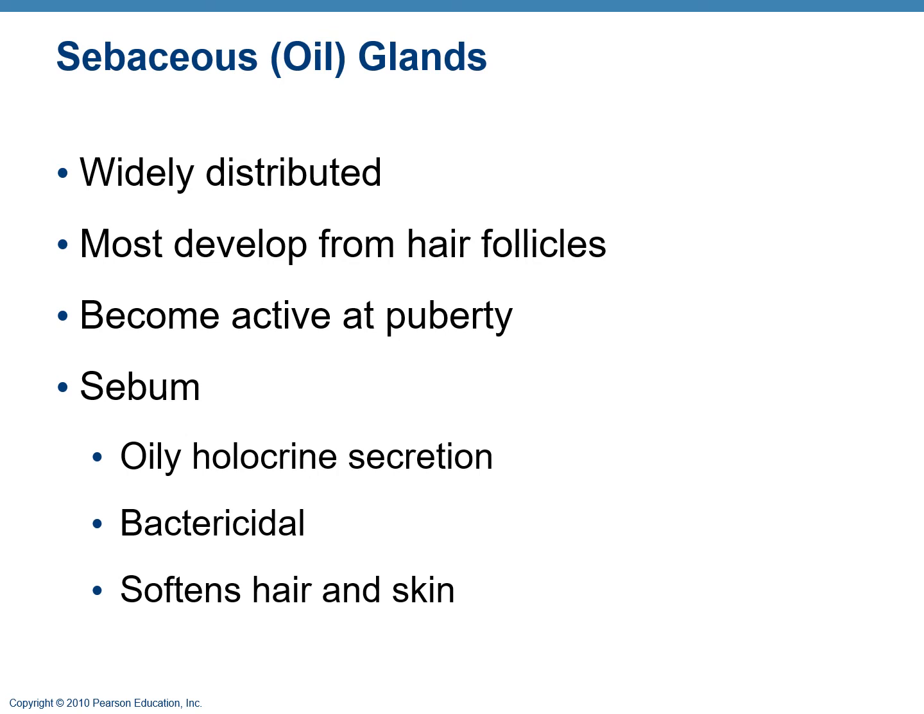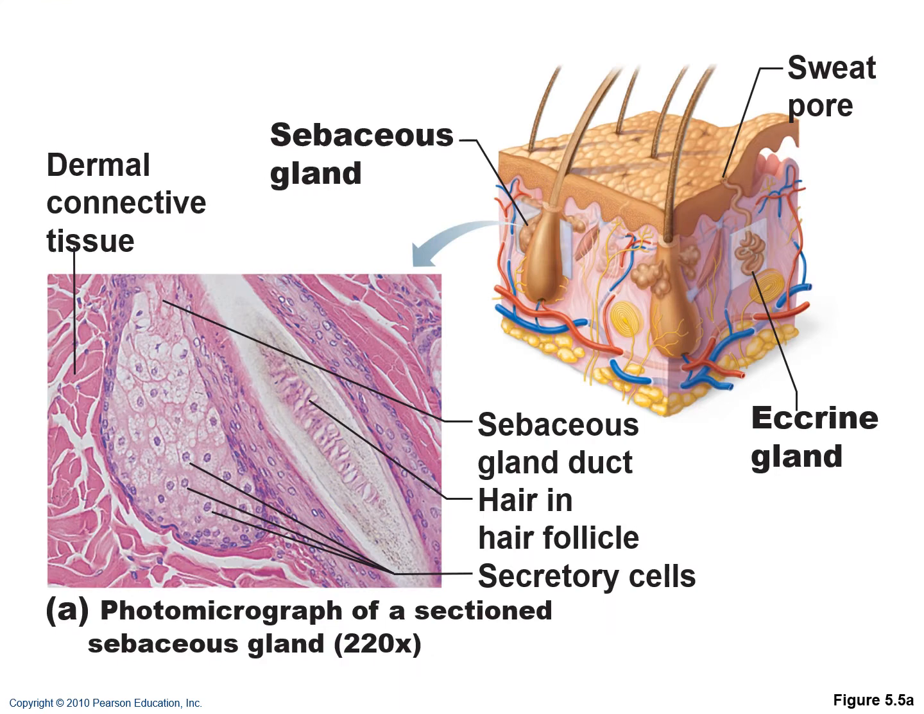Our sebaceous or oil glands are widely distributed. Most are going to develop from hair follicles. They become active at puberty, and they produce the secretion known as sebum. This is an oily holocrine secretion, so there's going to be a lot of fatty acids in it. Holocrine, again, remember that that is going to be the substances being secreted as well as the products of cells breaking down themselves. It is bactericidal, which means it has antimicrobial properties, and it softens the hair and skin.